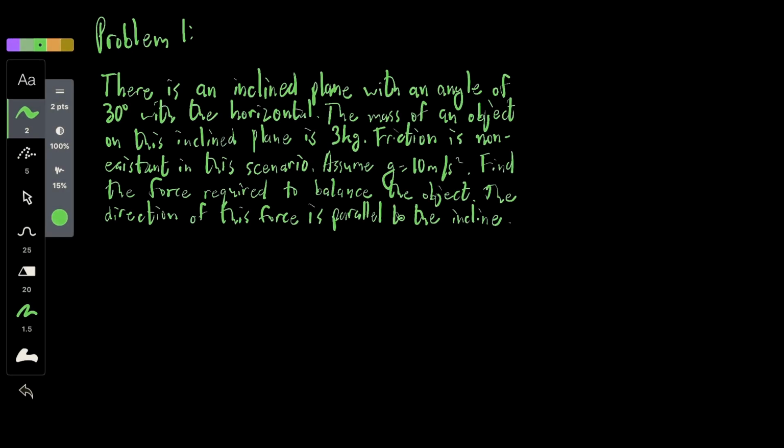Over here, we have our first problem. Now, if we just look at it head on, this is a lot of words and it might seem incredibly confusing. But let's break this down step by step. So first of all, there's an inclined plane with an angle of 30 degrees with the horizontal. The mass of an object on this inclined plane is 3 kilograms. So that's that. Friction is non-existent in the scenario, and assume g is equal to 10 meters per second squared. This will be constant for all of our problems, so I will not be writing those two sentences for the next 3 or 4 problems.